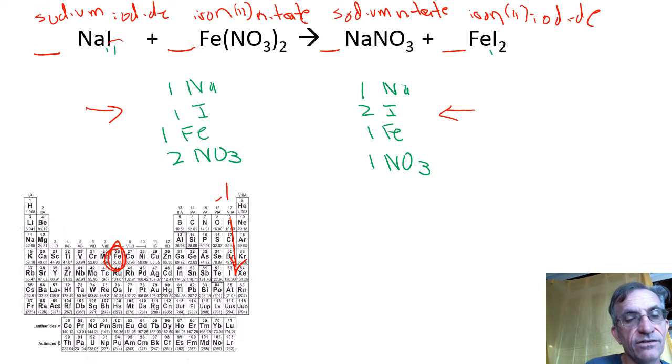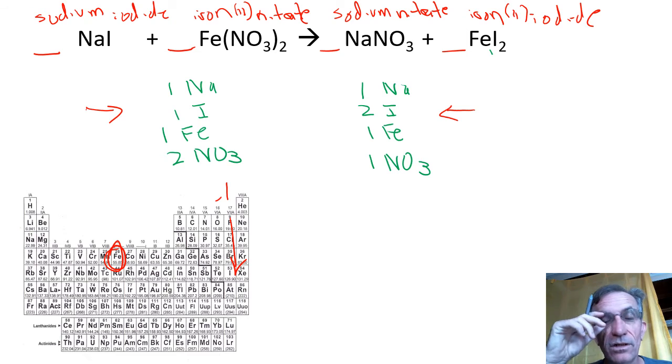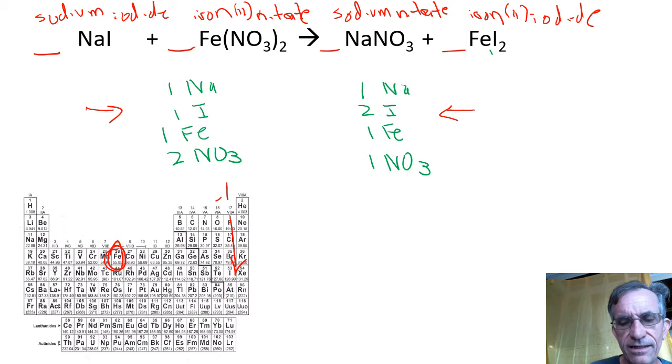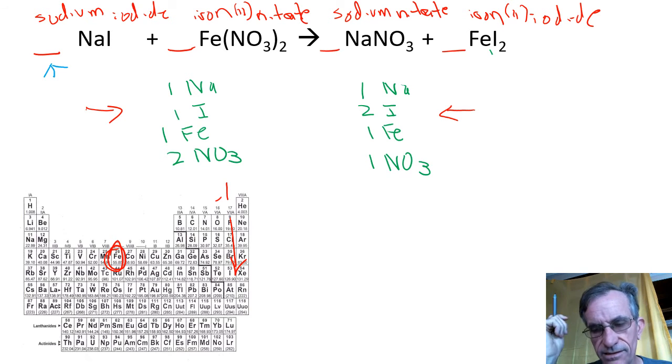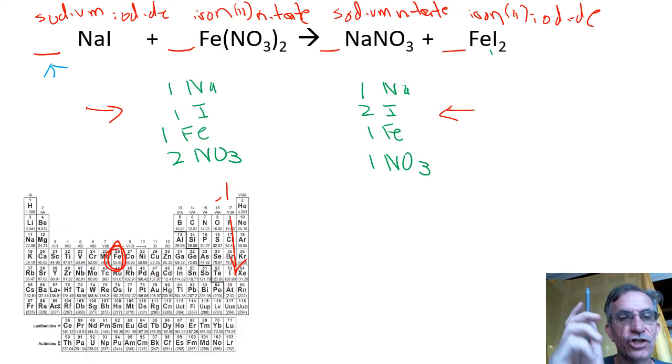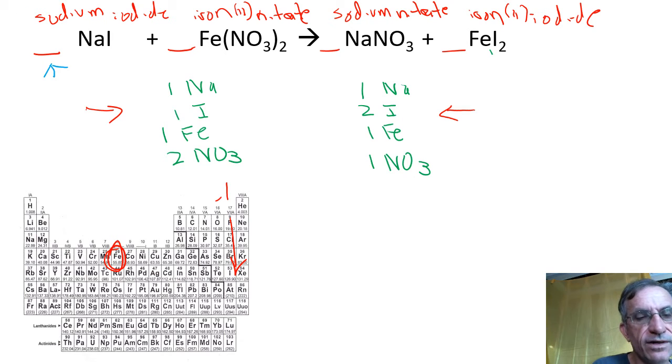You can look at the formula too, right? There's 1 there and 2 here. That doesn't work. Can't have more on one side than the other side. So we're going to need to balance iodine. To balance iodine, we're going to have to put a number in this first blank. What number would you put there to get the numbers to be the same? You would put a 2. You need to put a 2 right here.